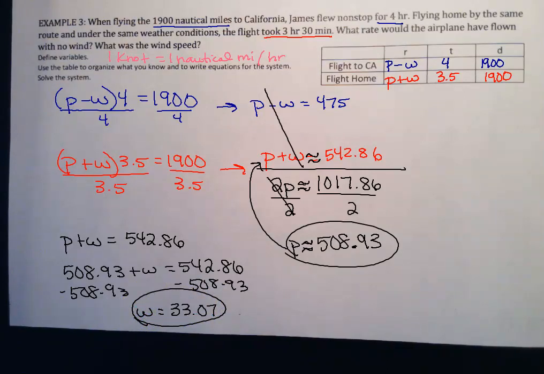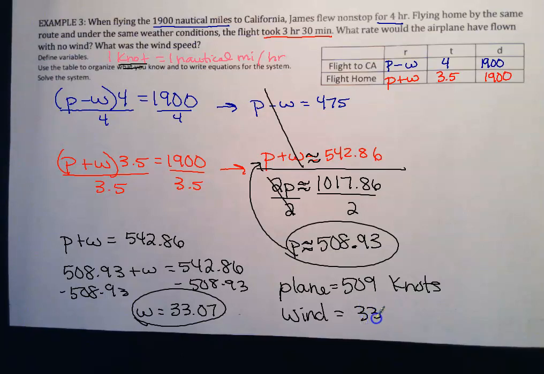All right. So at this point, you could round it. Okay. The plane, how fast is the plane going? 509. Okay. So the plane is 509 what? Knots, because it's nautical miles. So knots means nautical miles per hour. Otherwise, you have to write nautical miles per hour. Okay. And what's the wind? 33. There you go, 33 knots. Very nice.